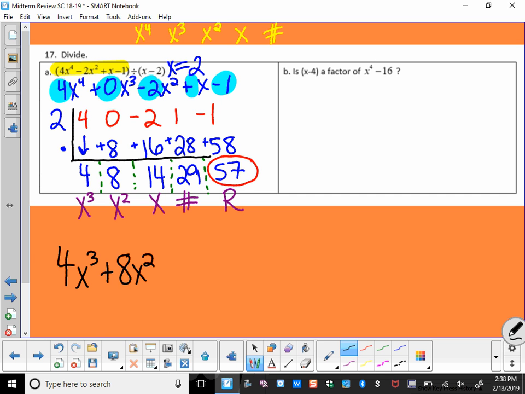My positive 14, it's just x. And positive 29 is just your number. You don't have to write the number symbol. And then my remainder is 57. What we do is we do plus 57, because it's a positive number, divided by our factor up here of x minus 2.